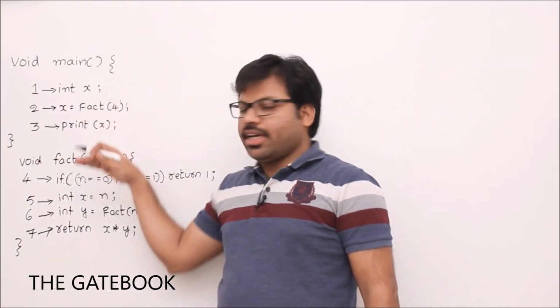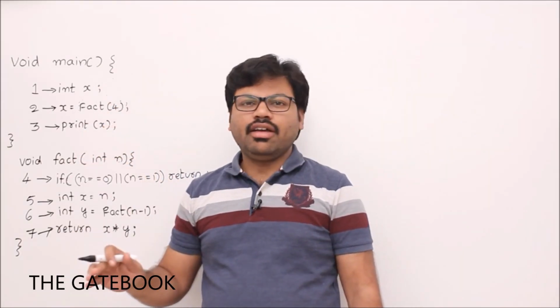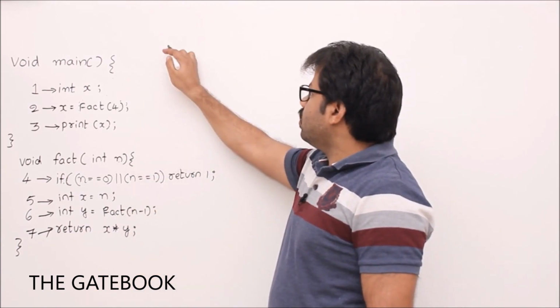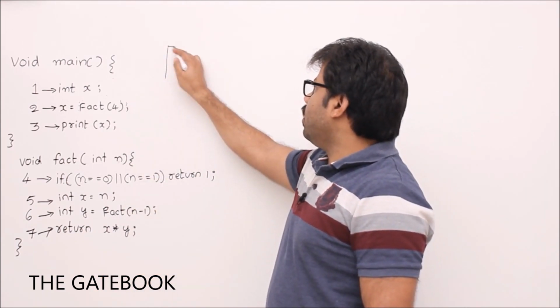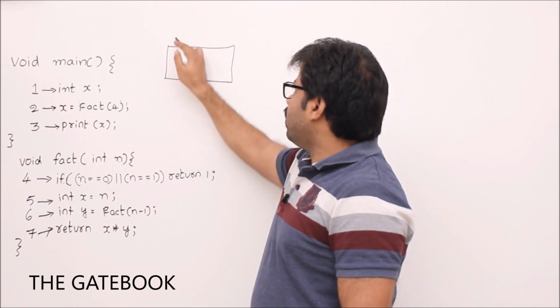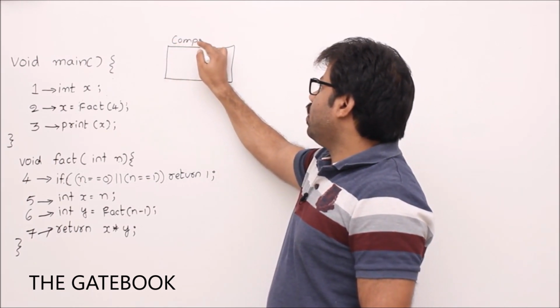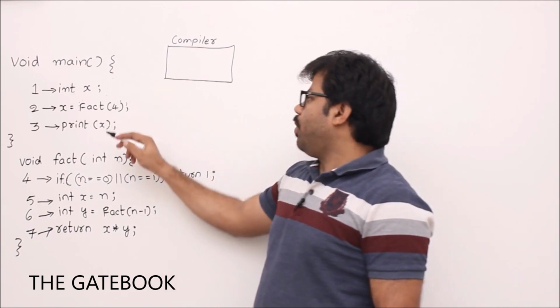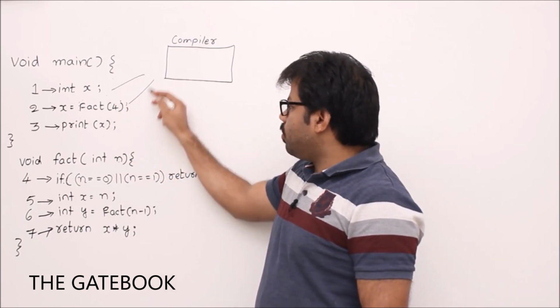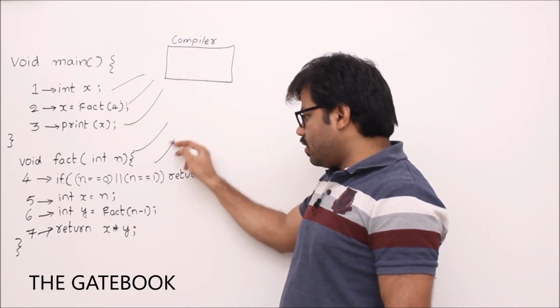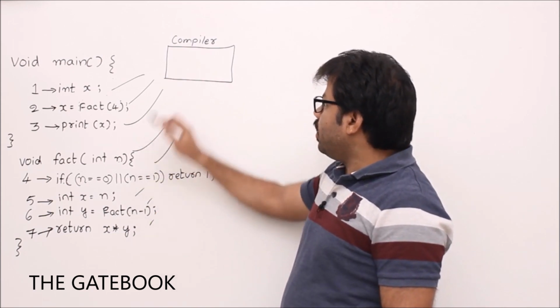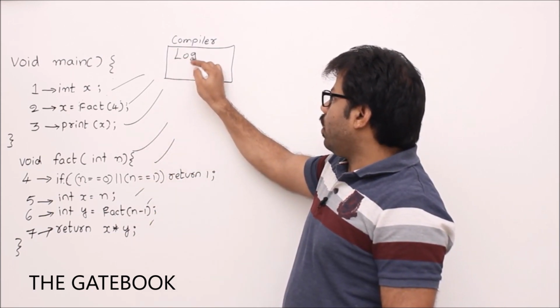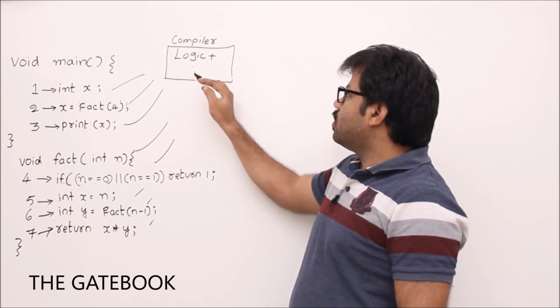We will try to understand how this program will be executed by your machine. First, one important point: this is not directly executed by your machine. Before that there is a compiler program. The compiler will have corresponding instructions for your high level instructions, that means the logic part of your program plus something extra.